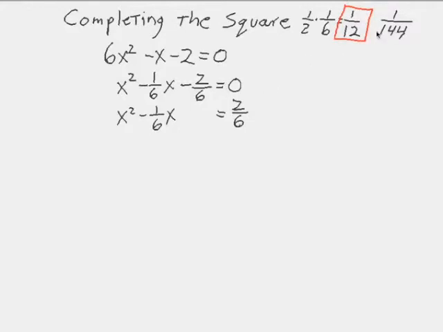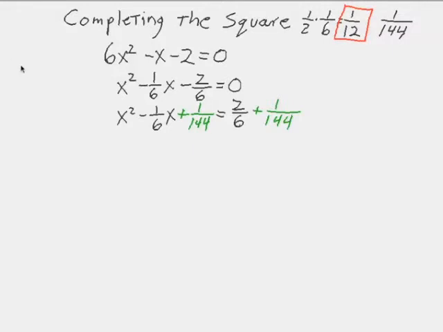I'm going to take that number and add it to both sides. If I add it to both sides, then I still have an equation. And plus 1 over 144. All right, now on this side, I have now changed this into a perfect square because half of this number squared is this one. So I can rewrite this as a perfect square.